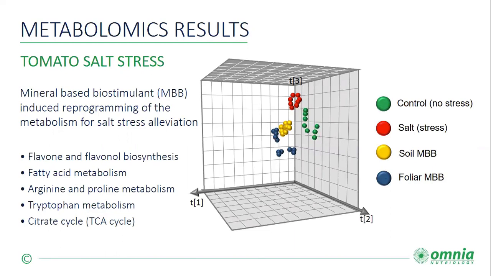You can clearly see that there are clear distinctions between the different treatments, being the control in green, the salt stress in red, and the soil-based mineral-based biostimulants, as well as the foliar-applied mineral-based biostimulant. This information can assist us in defining the optimum application methods based on evaluating the differences in the metabolic pathways and metabolites that are produced. We're still busy with this leg of research, which is using metabolomics as a tool to determine optimum application methods.